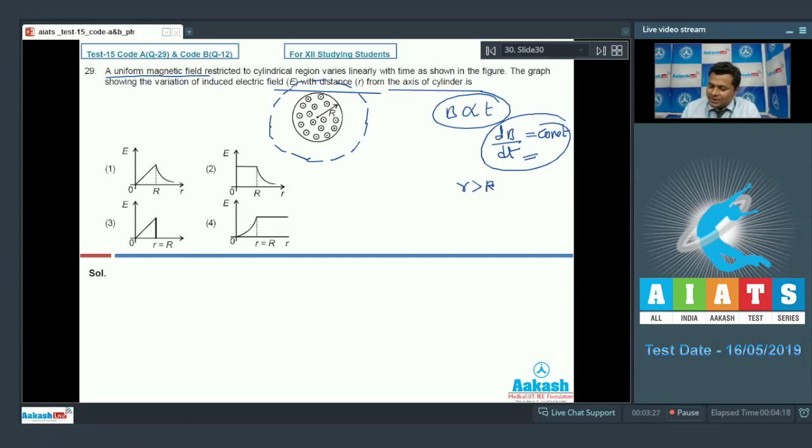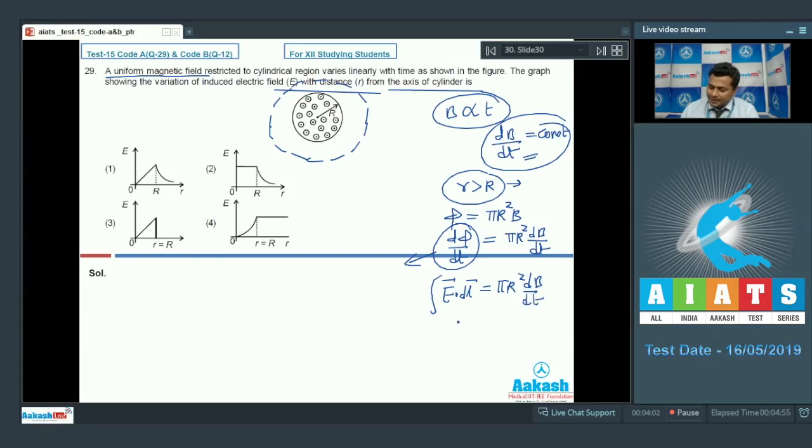If the point at which we are calculating the induced electric field resides outside this cylindrical structure, it means small r is greater than capital R. For these points, we have flux phi equals pi r square into B. Induced EMF, d phi by dt in magnitude form, we can write pi r square dB by dt. Now, this d phi by dt is induced EMF. Induced EMF is related to induced electric field in accordance with magnitude as E dot dl.